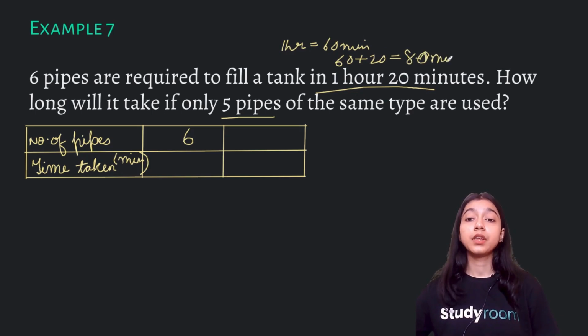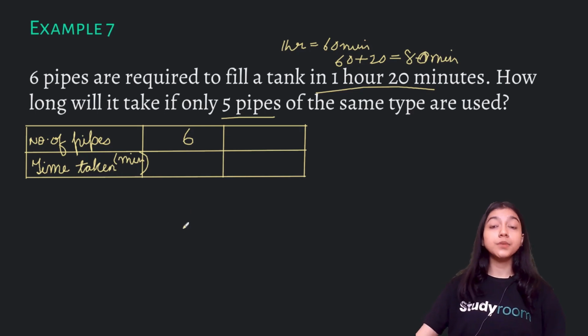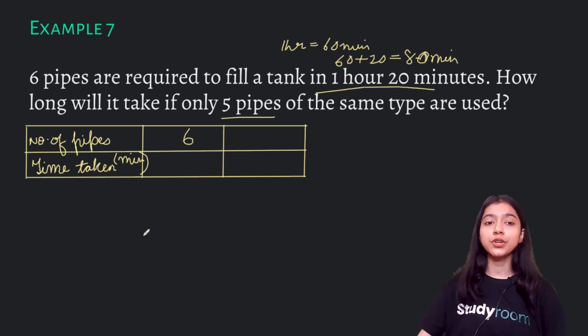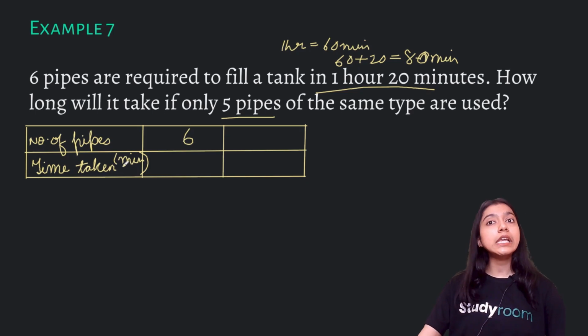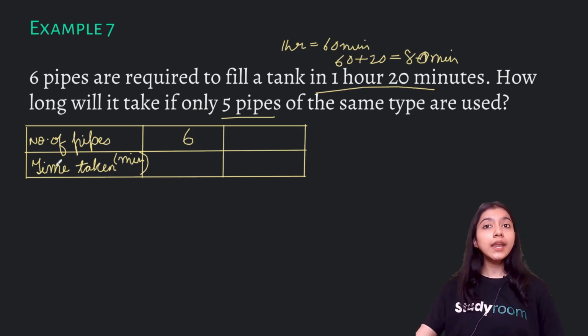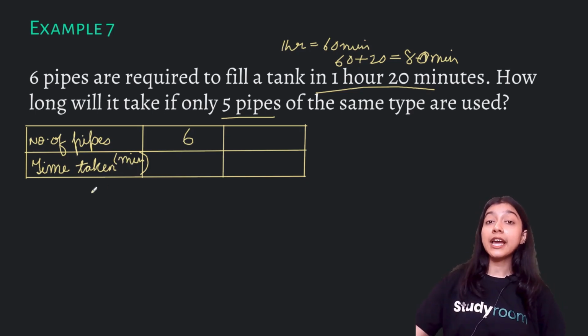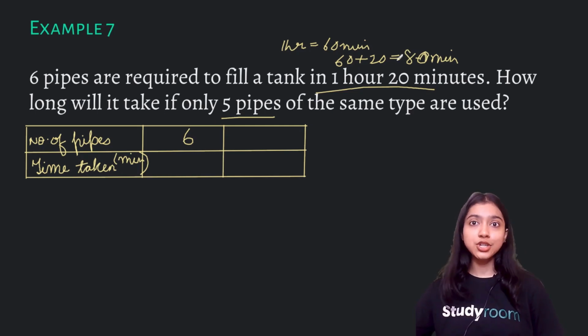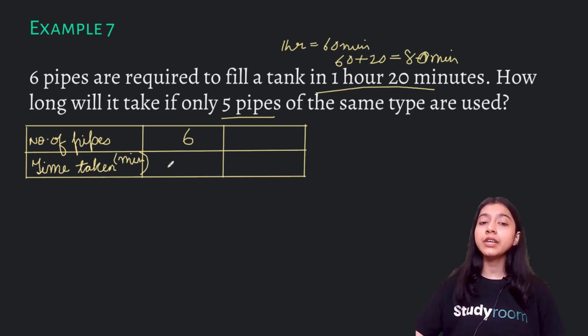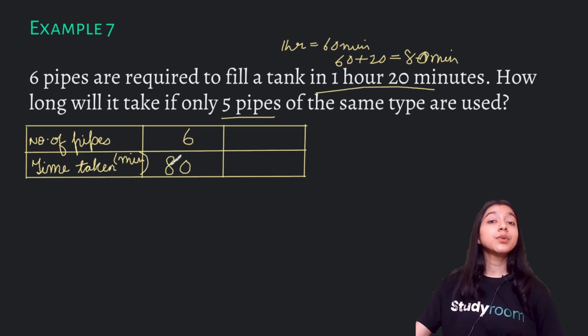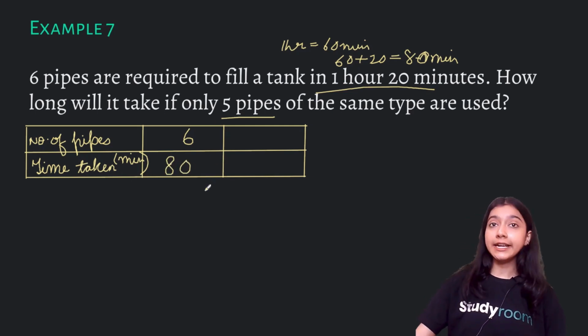80 minutes. Now, in these types of problems, the best thing you can do is construct a table. That will make your question much easier. The first variable given to us is the number of pipes and the second variable is the time taken in minutes. So when I had 6 pipes, the time taken was 80 minutes. I converted this 1 hour 20 minutes into minutes and it gave me 80 minutes. So when there were 6 pipes, it took me 80 minutes.